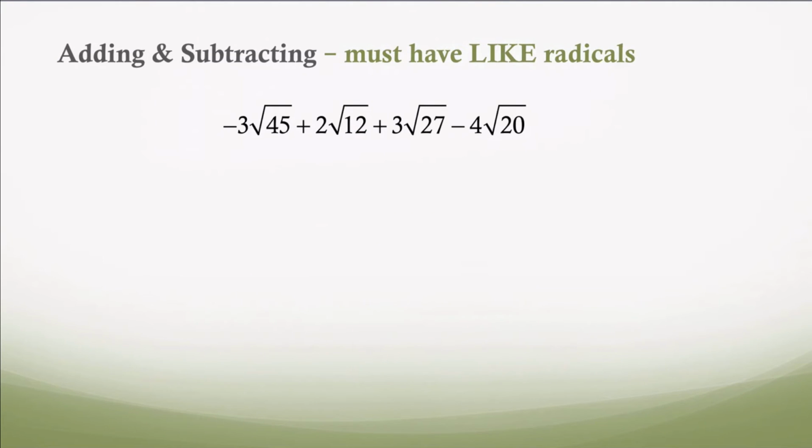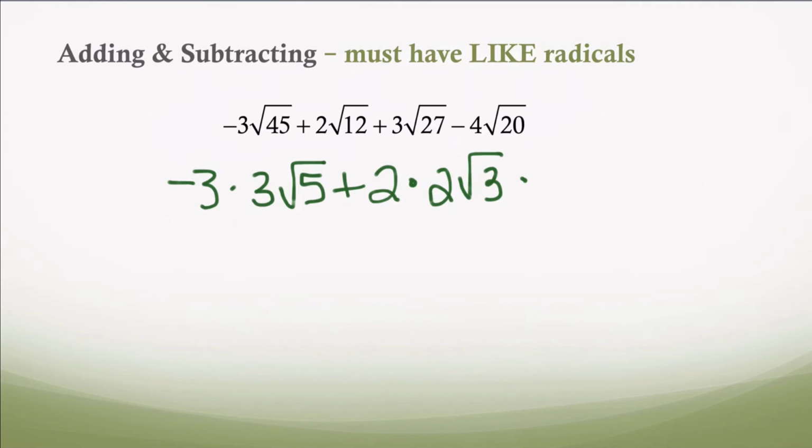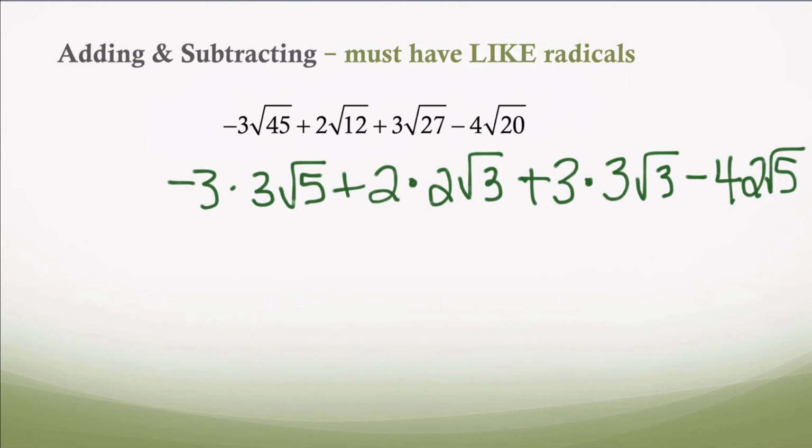Okay, in this next example, I have negative 3 the square root of 45 plus 2 the square root of 12 plus 3 the square root of 27 minus 4 the square root of 20. Negative 3 the square root of 45 is negative 3 times 3 the square root of 5. Plus 2 times the square root of 12 is 2 the square root of 3. Plus 3 times the square root of 27, 3 square root of 3. Minus 4 times the square root of 20, 2 the square root of 5.